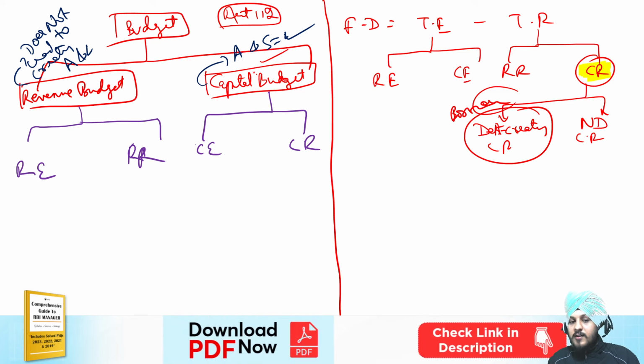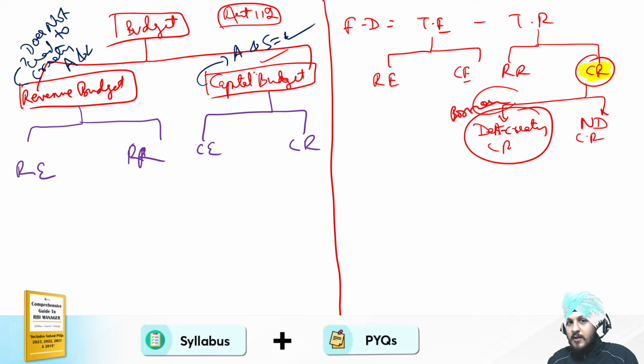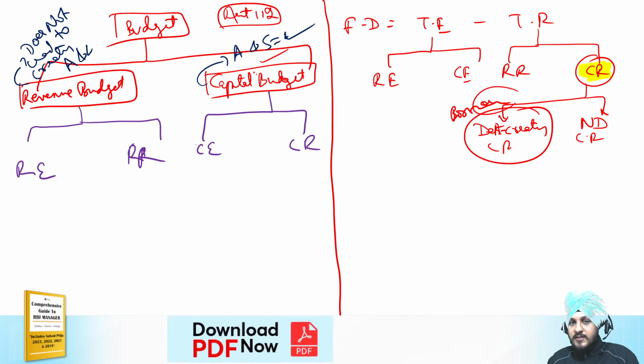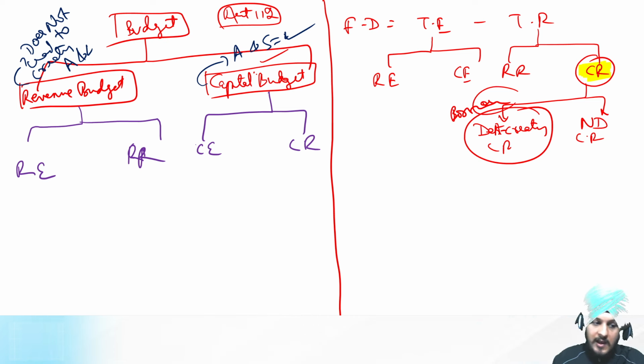In contrast to that, in case of capital budget, if we talk about the capital expenditure and capital receipts, then the expenditure and the receipts under this budget lead to the creation of assets and liabilities. What type of creation of assets and liabilities we are going to see with the help of examples.